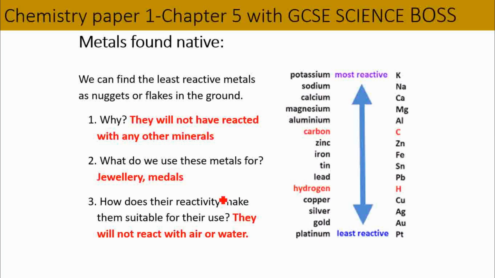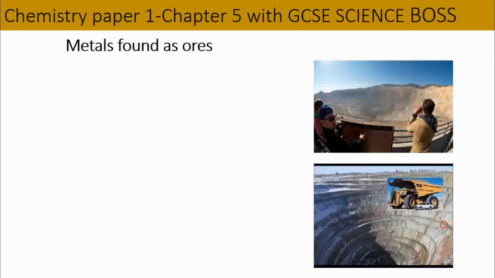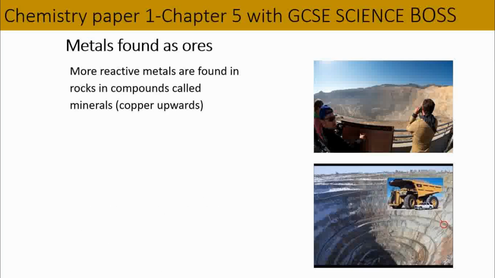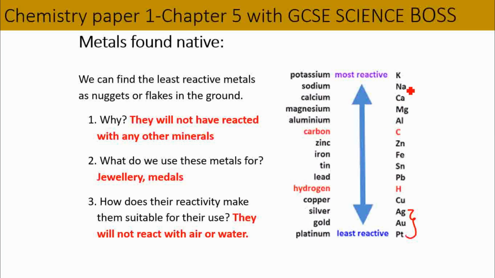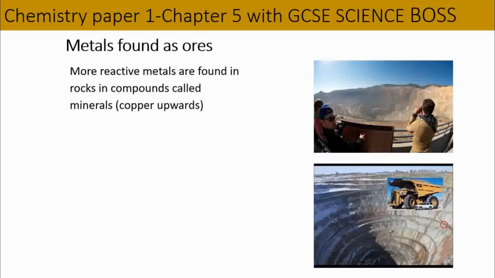All right, so here are all the answers to the questions that we were asking before. All right, so they would not have been reacted with any metals. They're used for jewelry, and they will not react. All right, so they're found as native. The ones which we call native are at the bottom. They're unreactive, uncombined. Now, some metals can be found as ores, the more reactive ones, these ones at the top. These are found as ores, like aluminum oxide, sodium oxide, things like those, okay? They're found as ores. From copper going upwards, they're found as ores.